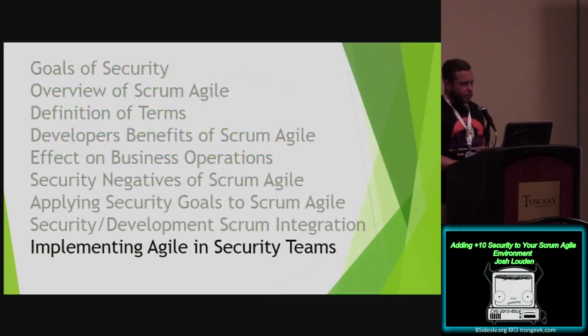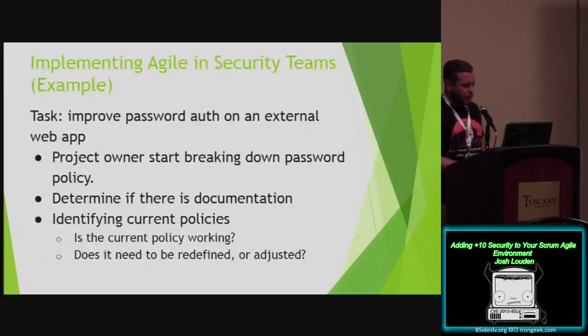So for implementing Agile and Scrum in security teams, I'm going to give an example. Let's say we want to improve the current password authentication to an external website. In the beginning, we might have various tasks to help get the project rolling. So the product owner will need to break down the current policy in a grooming session, start breaking things up into small slivers, and tasks will start coming out of that.